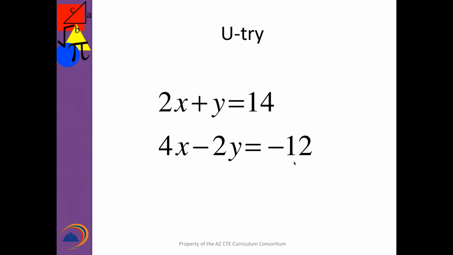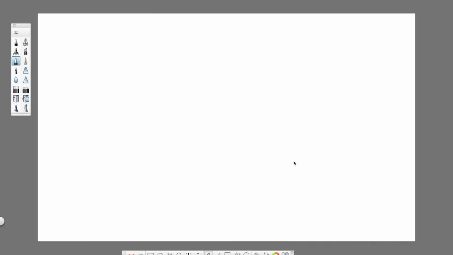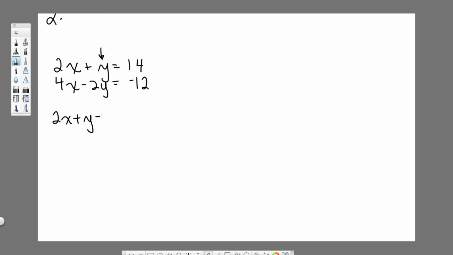All right. So let's go ahead and go to our slates. We decided 2x plus y equals 14. And we got 4x minus 2y equals negative 12. All right, so I'm going to solve for the y in the first equation. So I get 2x plus y equals 14. Subtract 2x from both sides. So I get y equals negative 2x plus 14. I've used the first equation. I don't want to use it again.